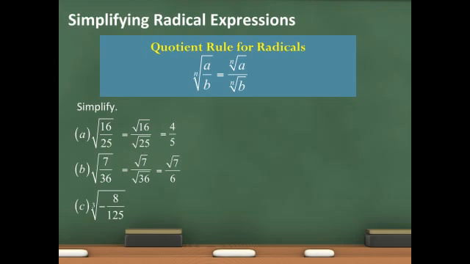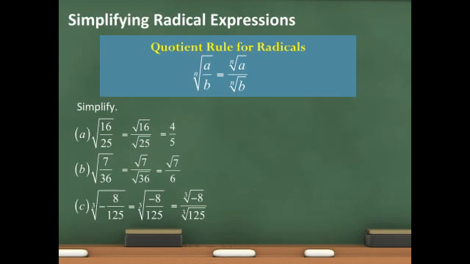In part C, we are given the cube root of negative 8 over 125. Notice that the negative sign is lined up with the fraction bar. It is best if you place the negative sign on one of your two numbers. Usually the negative sign is placed on the numerator. So using the quotient rule to rewrite this problem, we get the cube root of negative 8 over the cube root of 125.